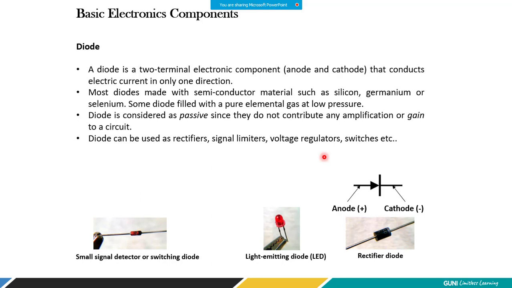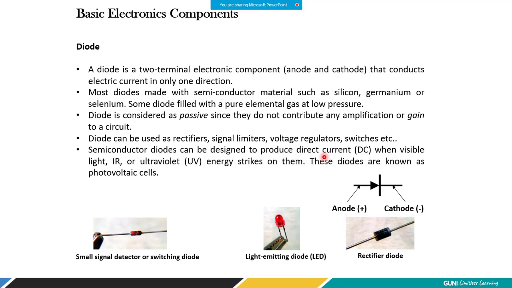Right? It can be used inside the switches also, right? So these are the few functionalities that you should understand. Semiconductor diode can be designed to produce direct current when visible light, IR or ultraviolet energy strike on them. These diodes are known as the photovoltaic cells, right?